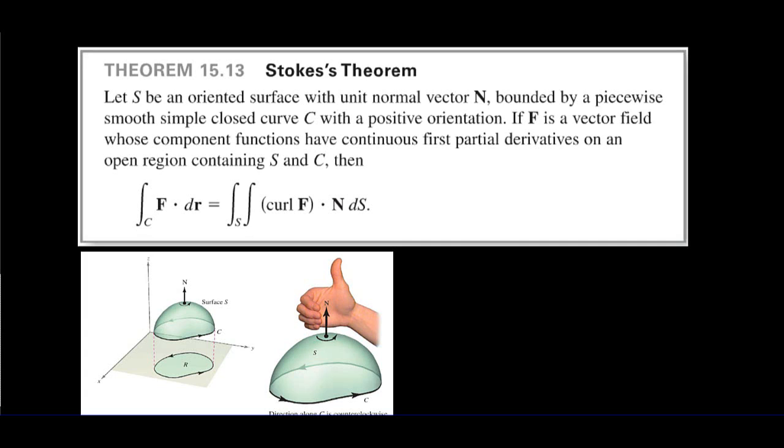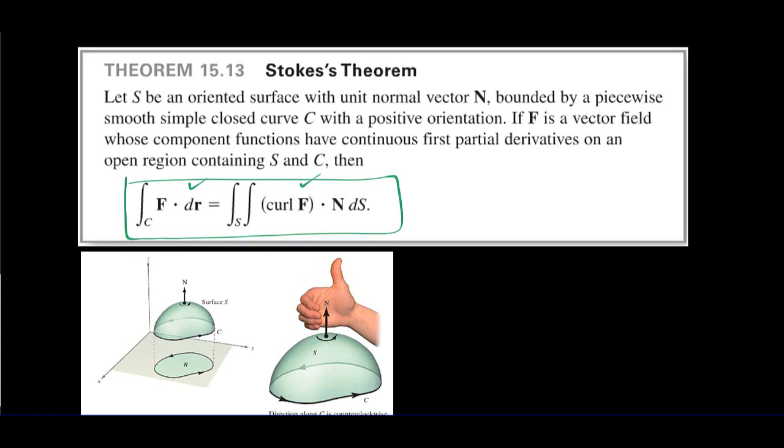Okay, so it says let S be an oriented surface with a unit vector normal, bounded by a piecewise smooth, simple, closed curve C, with a positive orientation. Now, remember, I'll talk about that in a minute. If F is a vector field whose component functions have continuous first partial derivatives on an open region containing S and C, then this is true. This is what we want to focus on here. We're saying this line integral right there can be evaluated using this surface integral.